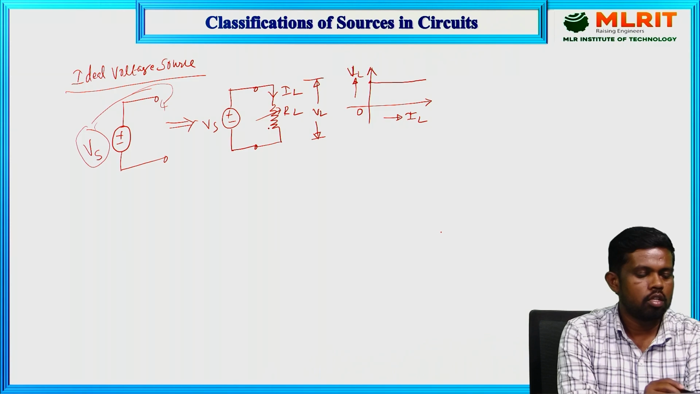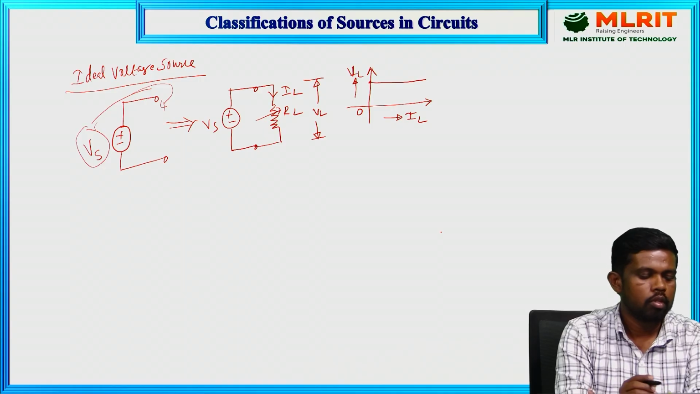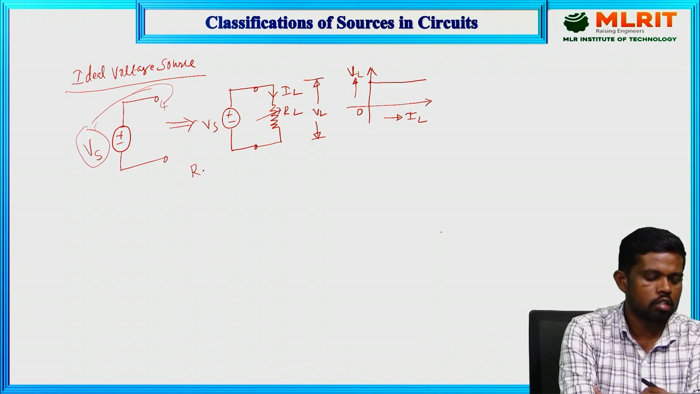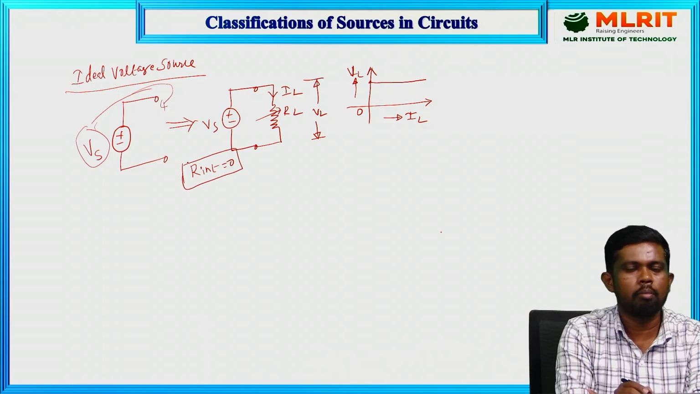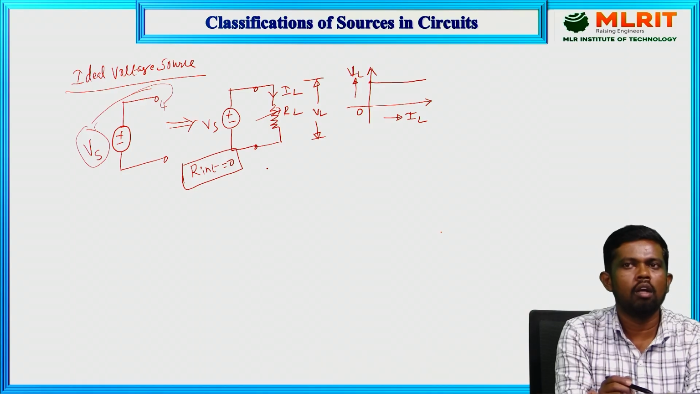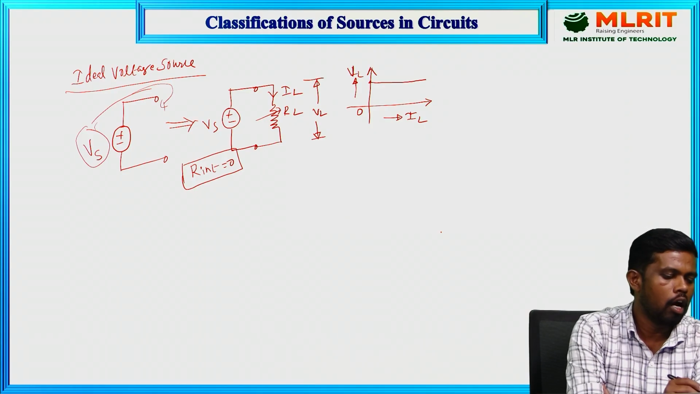Why does it deliver this kind of voltage? It doesn't have any internal resistance, so the internal resistance of this kind of source is equal to 0. Due to the absence of internal resistance, this source delivers a fixed voltage, always the constant value of voltage to the load terminal. This is the ideal voltage source.